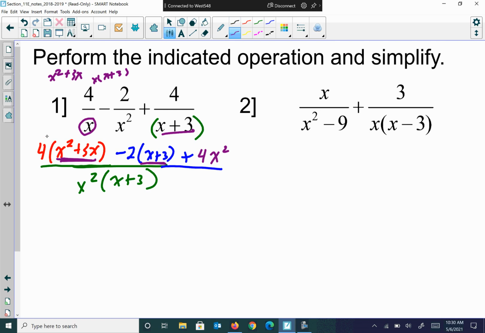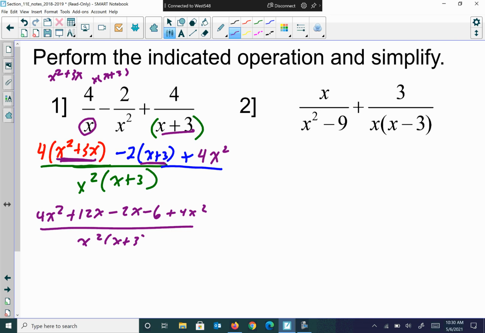All right, so I'm going to distribute the 4 over, so I get 4x squared plus 12x. Distribute the negative 2, so negative 2x minus 6, and then the 4x squared. And this is all going to be over x squared, x plus 3. Okay, 4x squared plus 4x squared is 8x squared. I'm pretty happy about that. Plus 10x minus 6 over x squared, x plus 3.